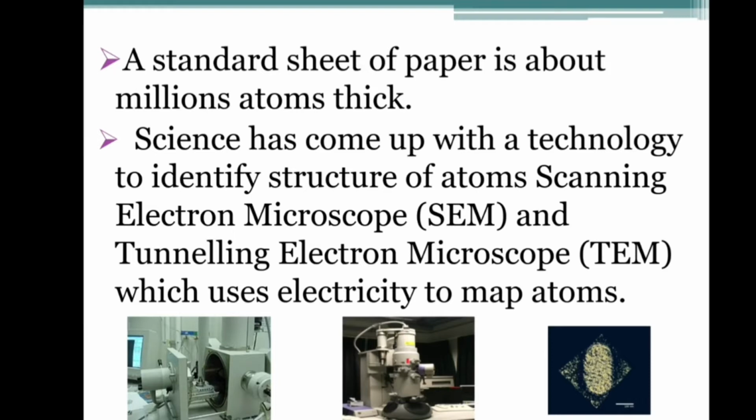I have given the pictures of those instruments. The first picture that you are seeing is SEM, the scanning electron microscope. The second picture that you are seeing is TEM, the tunneling electron microscope. And the last image which you are seeing is the image obtained from these machines.